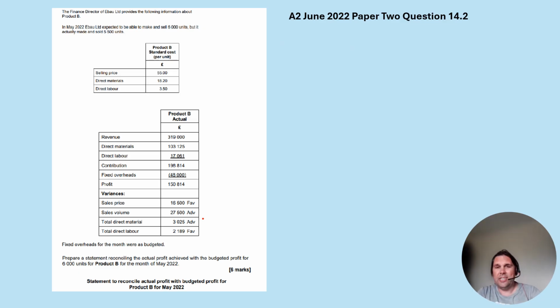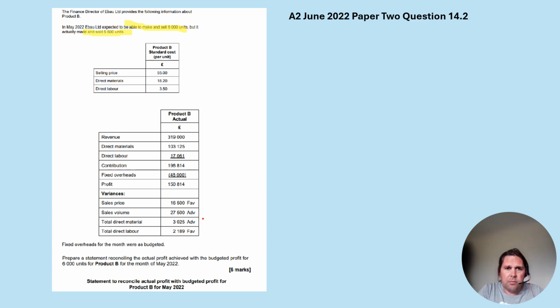Okay, so this is question A2, June 2022. The only time it's come up, question 14.2. If you want to give it a go, then come back and watch the rest of the video. Feel free. I'm just going to work through what you would do. So first thing, let's just highlight the information it's given you. So we're expected to make and sell 6,000 units, but we actually sold 5,500. That's going to be important in a moment.